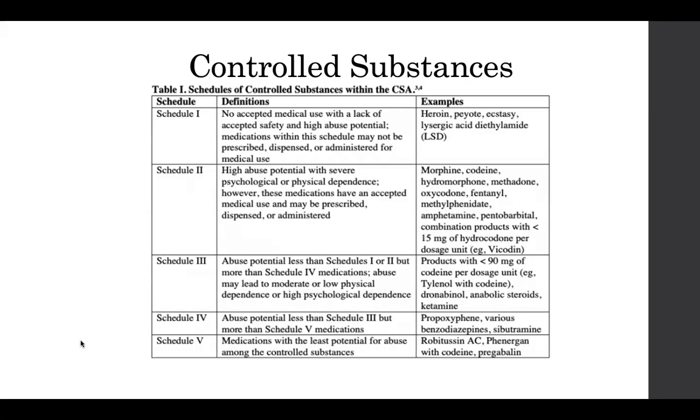Schedule 3 is going to be a less potential for abuse there when compared to schedule 1 or 2, but you still have that higher chance when comparing it to a schedule 4 medication, and it can lead to a moderate or low dependence or a high psychological dependence on that medication. So it would be any products that are within less than 90 milligrams of codeine per dosage on the unit. So that'd be like Tylenol 3 or your Tylenol and codeine, along with some anabolic steroids and ketamine.